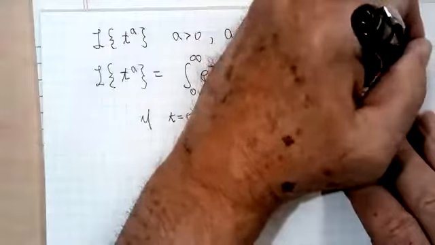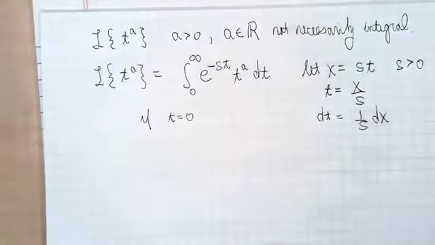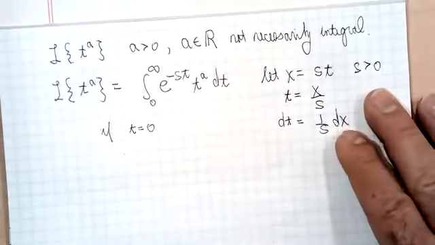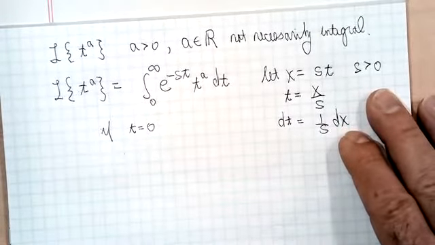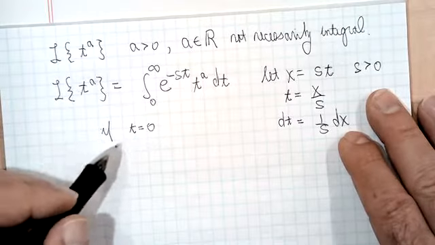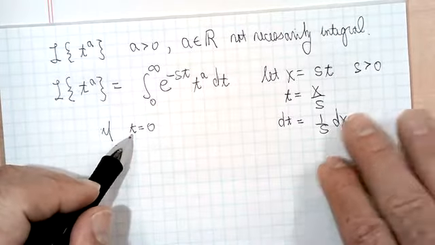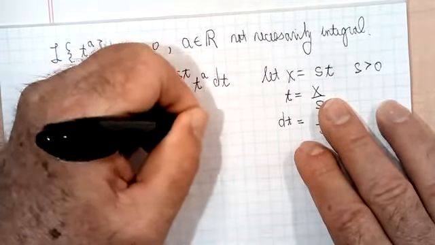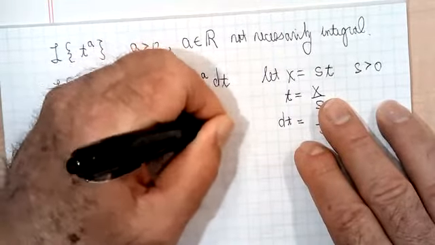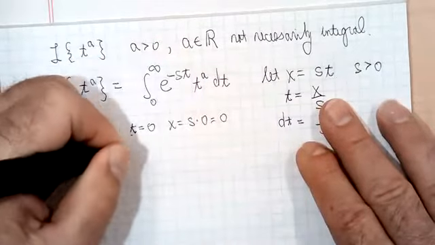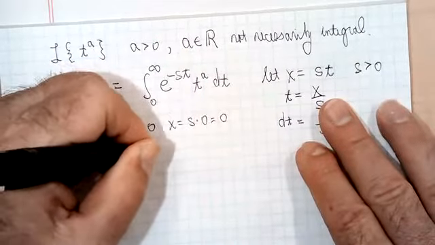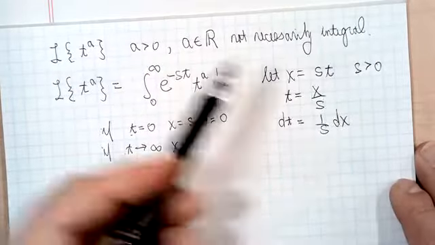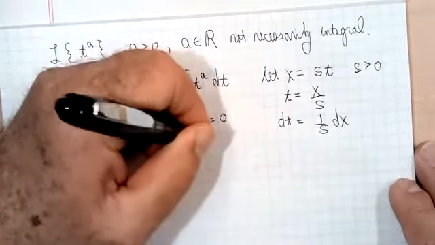And we've already mentioned this, but I'll write it down again here. s is definitely a positive number. We're not thinking of negatives. If t is 0, then x is the positive number s times 0, which is also 0. If t goes off to infinity, then x, well, it's a positive number times t, so that goes off to infinity as well.